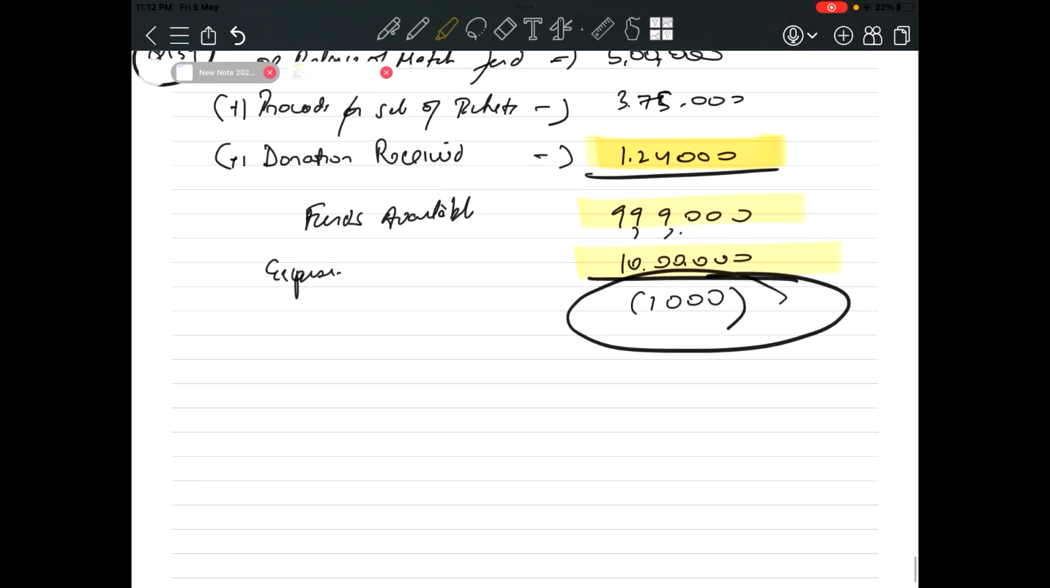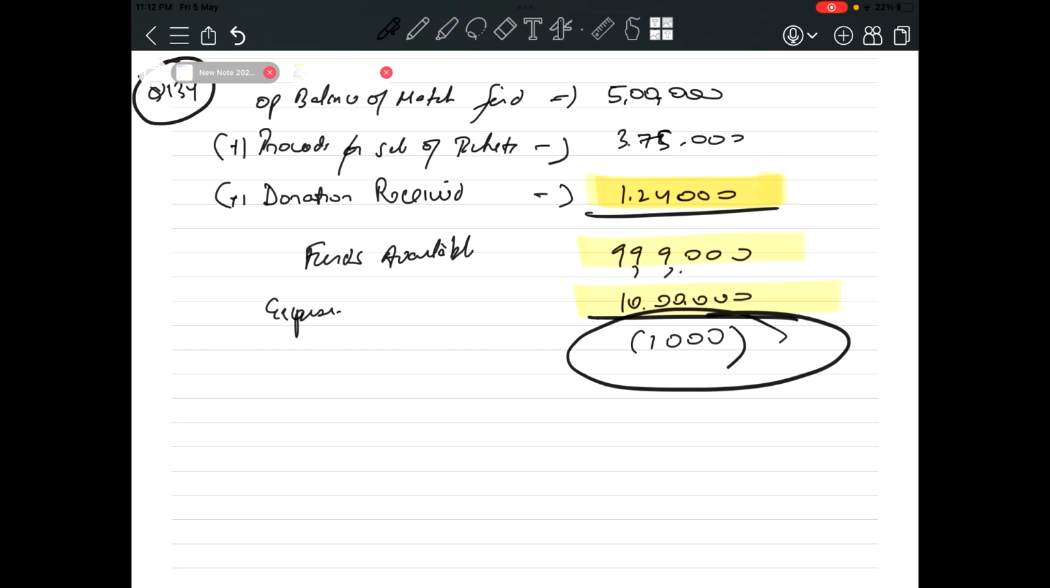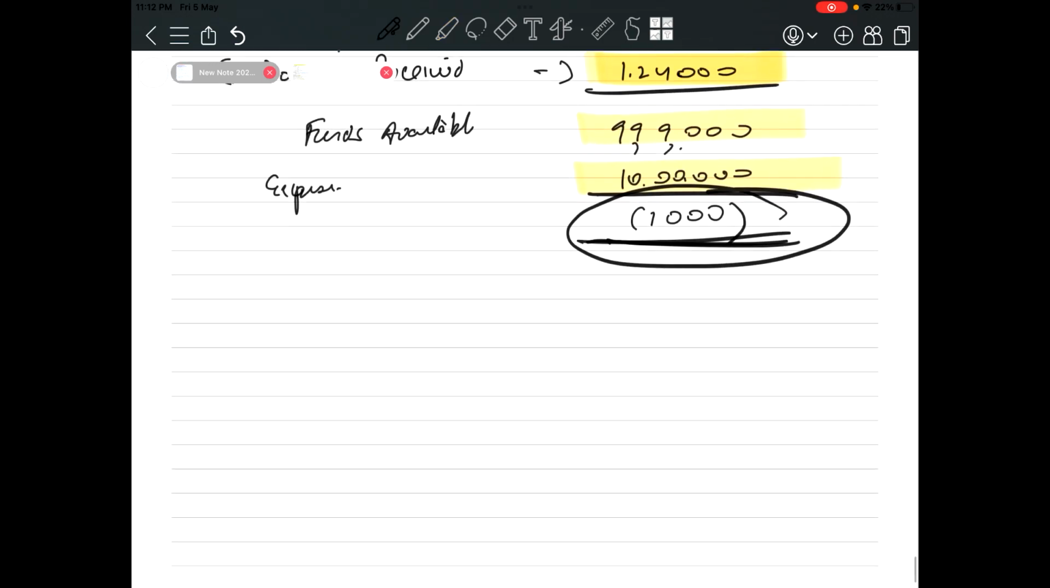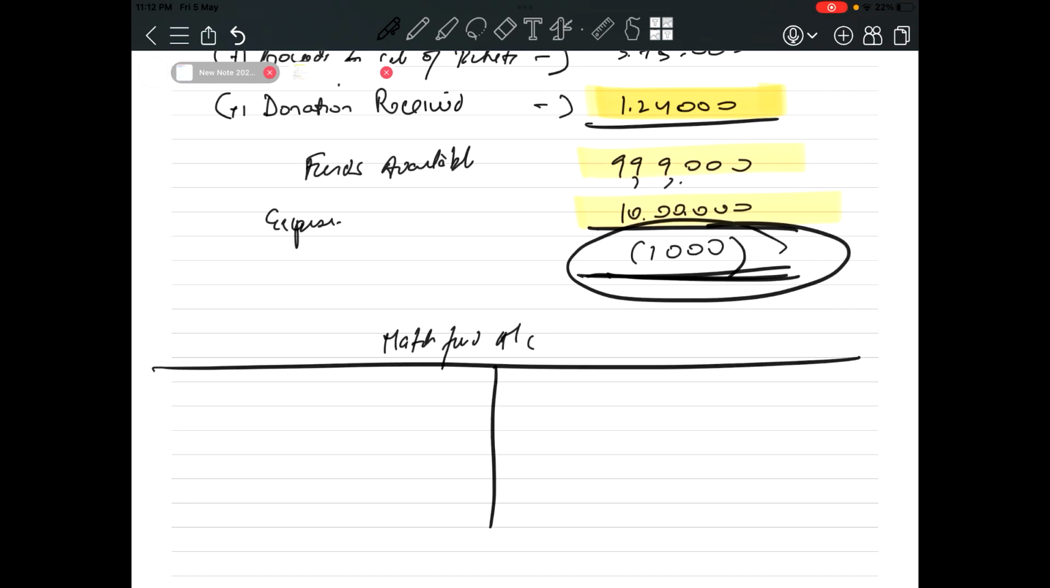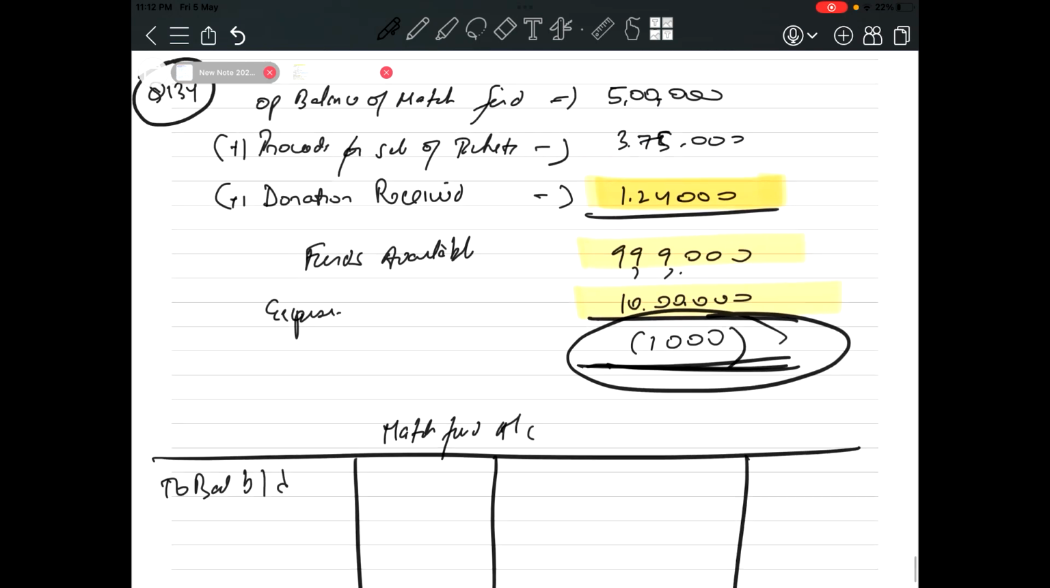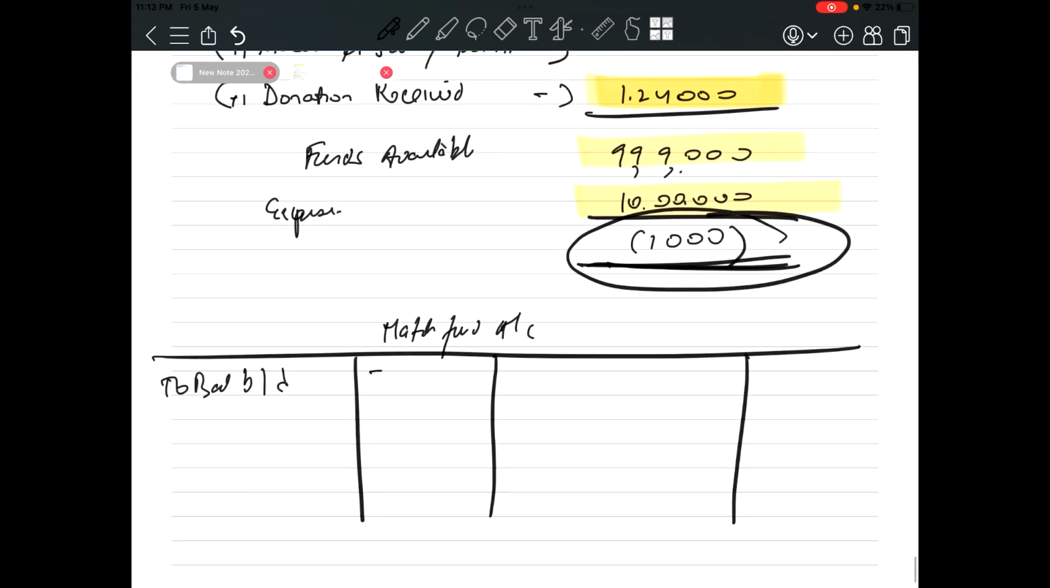Now see. Okay, now you may say that this balance is 1,000. No? Can a match fund have negative balance? Okay, no, it cannot have negative balance. Okay, let me show you with the statement. Okay, let's make a match fund account. Now what was the opening balance? The opening balance was 5 lakhs.